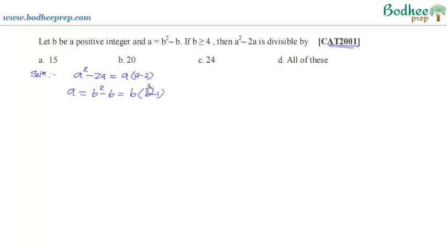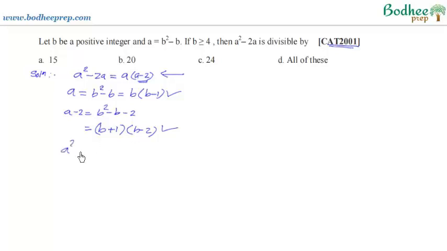And to get the value of a minus 2, since it is given that a is equal to b square minus b, we can subtract 2 from both the sides. So this RHS is a quadratic equation in b, which we can factorize easily this way. So it will be b plus 1 into b minus 2.